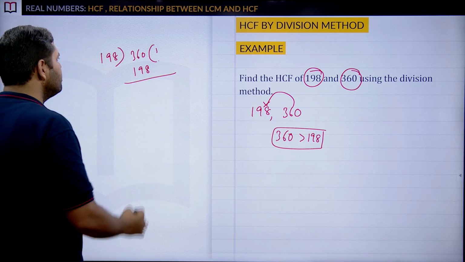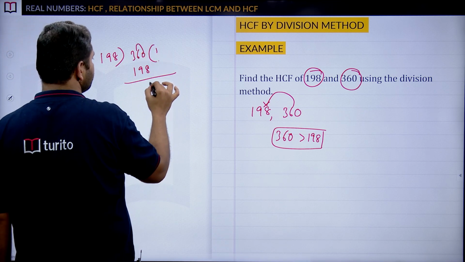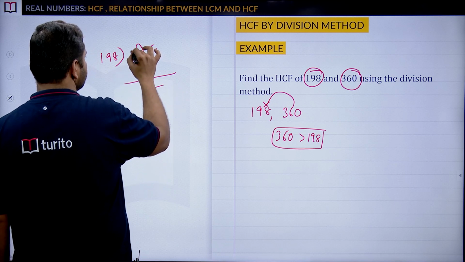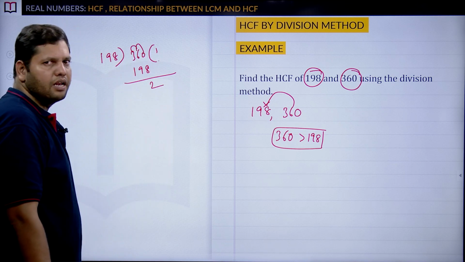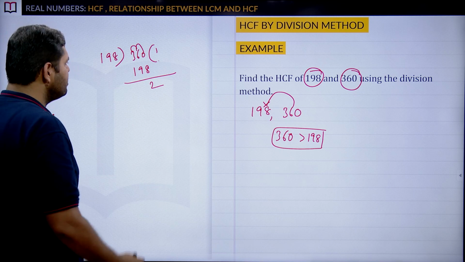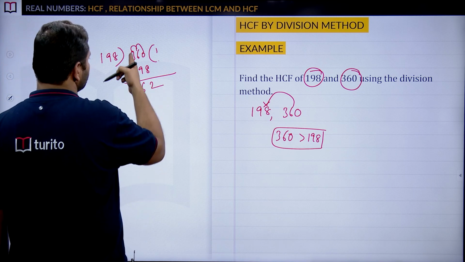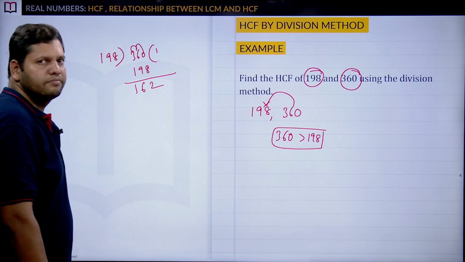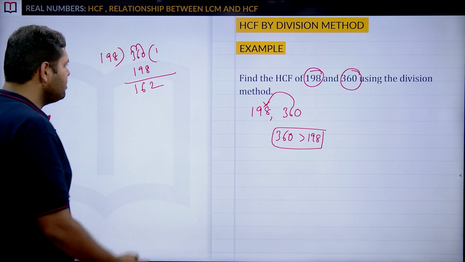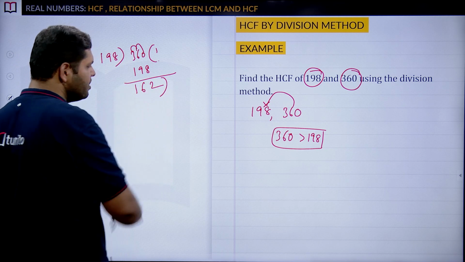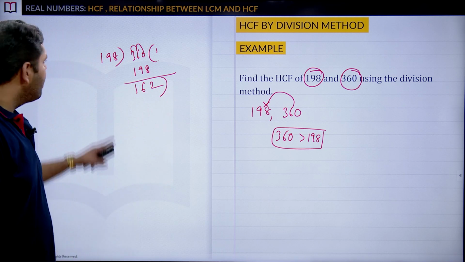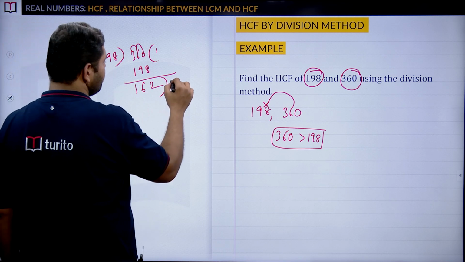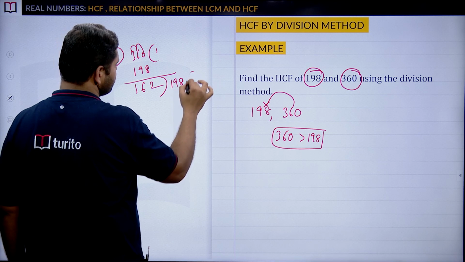Now do the subtraction, children. So 10 minus 8, it is 2. Here 6 means what? 5 will be there, 15. 15 minus 9, it is what? 6. So here 2. 2 minus 1, 1. Okay. And children, this 162 becomes what? The divisor of the second step. And this 198 becomes what? The dividend of the second step.